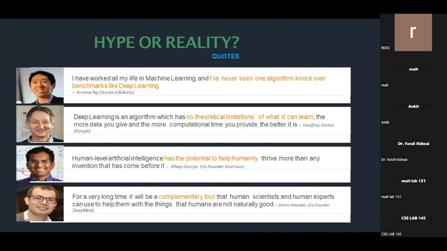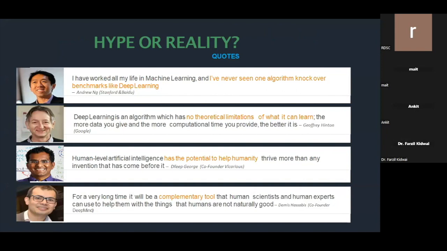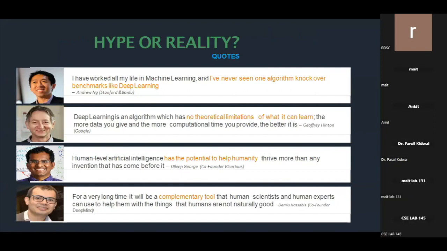we will move towards the hype versus the reality. One of the most known persons of deep learning, Andrew Ng, has talked about it: I have worked all my life in machine learning, and I have never seen one algorithm knock over benchmarks like deep learning. So he is saying that there is no such algorithm that will come over the deep learning model.